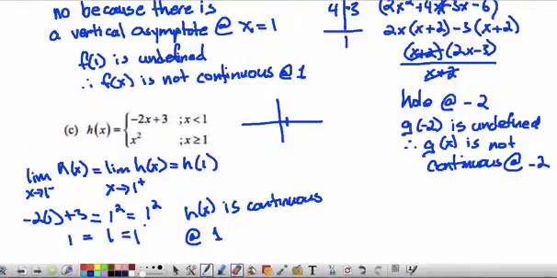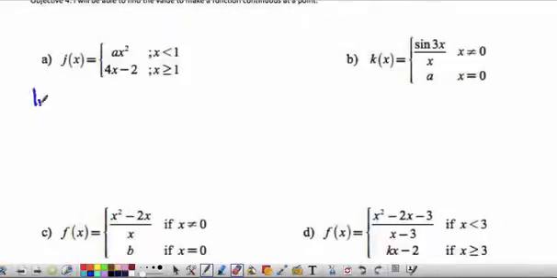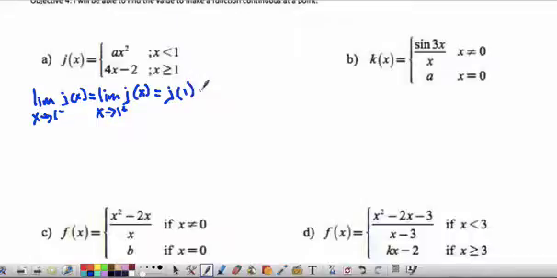Okay, so all of this is leading into these kinds of problems here. I will be able to find the value to make the function continuous at a point. So we have the limit as x approaches 1 from the left of j of x has to equal the limit of j of x as we approach 1 from the right. And it also has to equal j of 1.